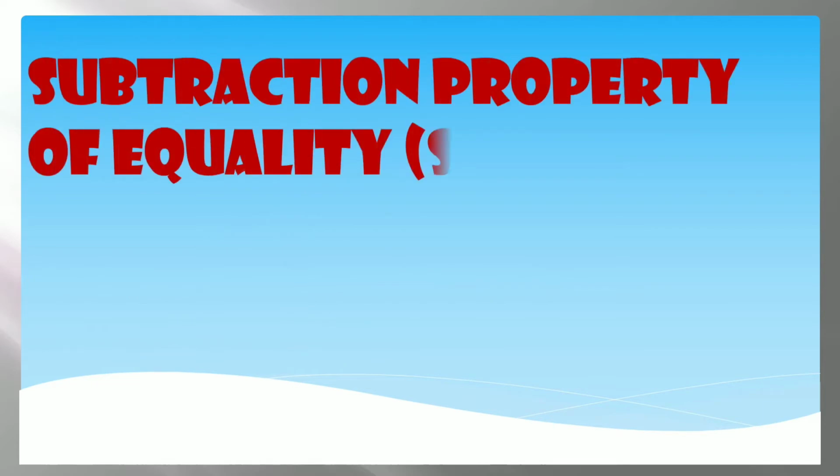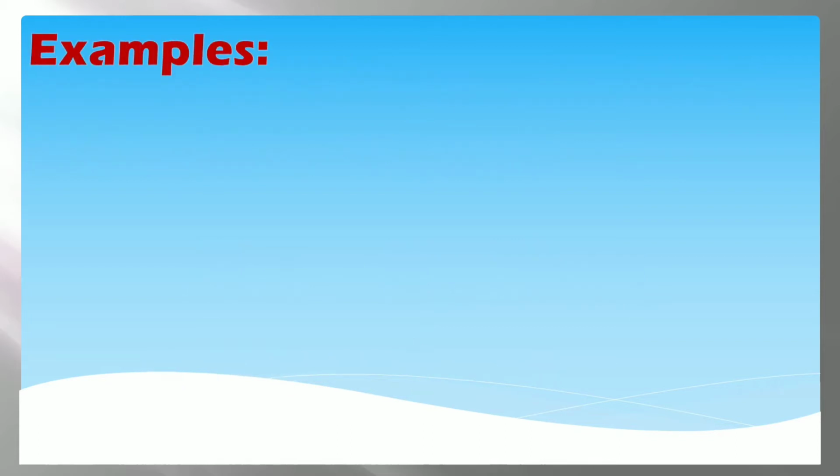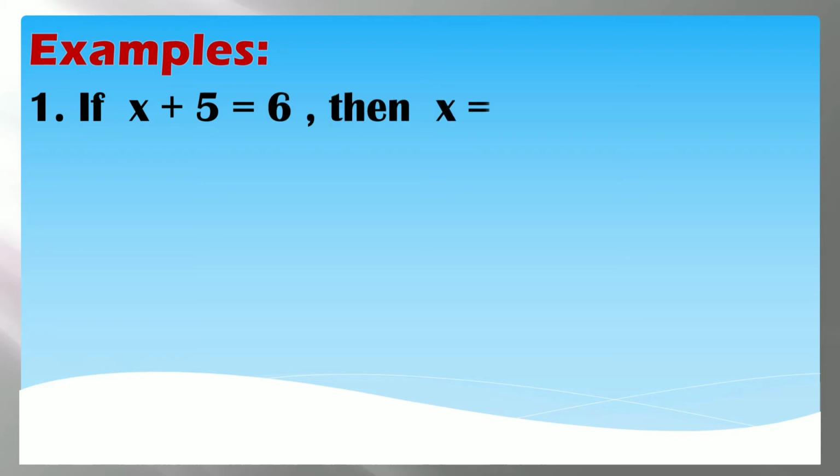Okay, next, subtraction property of equality, SPE. If A equals B, then A minus C equals B minus C. Sa subtraction property of equality, kung ano yung sinubtract natin sa left side, dapat yun din ang ating isusubtract sa right side. Examples. If x plus 5 equals 6, then x equals 1. Paano siya naging x equals 1? Nag-minus tayo ng 5 both sides. So, x plus 5 minus 5 equals 6 minus 5. Magiging x equals 1.